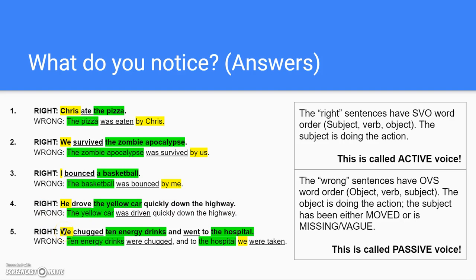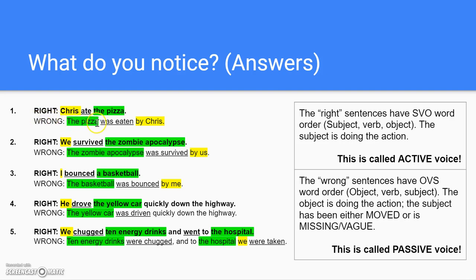Now, number 5 is an example of a compound predicate. We, the subject, are going to do 2 separate things. Chugged 10 energy drinks and went to the hospital. In each of these, the subject is doing the action and the subject comes first.